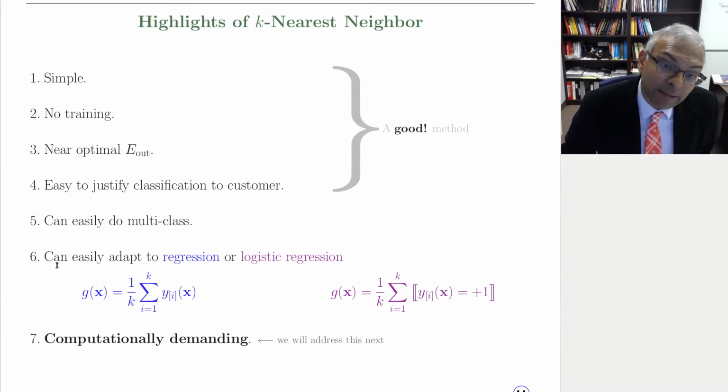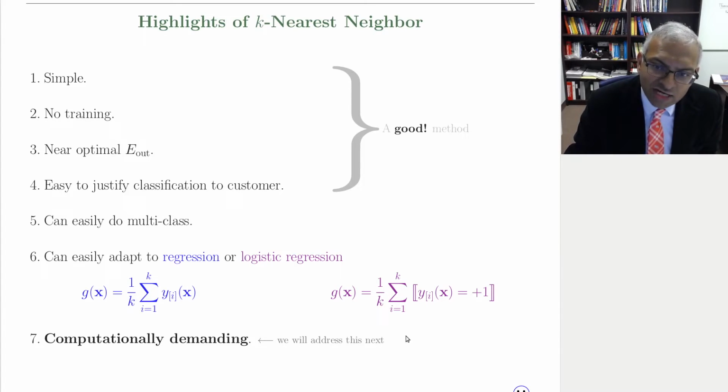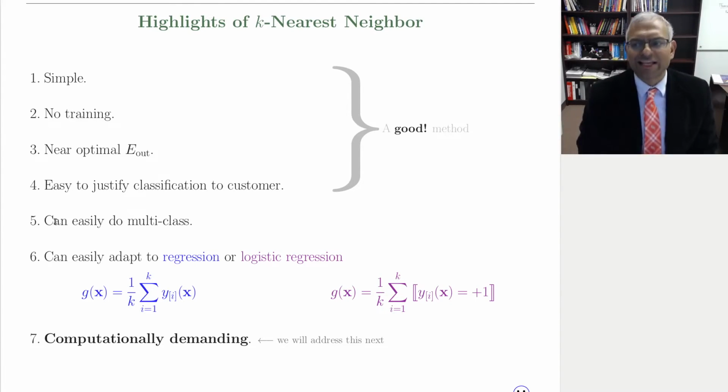Can easily adapt to regression or logistic regression. Regression, instead of taking the sign of the average, so currently for k nearest neighbor, we take the sign of the sum. Well, instead of doing that, you just take the average of the y values. Okay. For logistic regression, you count up the number of y values that are plus 1 in your k nearest neighbors and divide by k. So compute the fraction of plus 1s. That gives you a probability. Okay. So 1, 2, 3, 4, 5, 6 fantastic pluses.